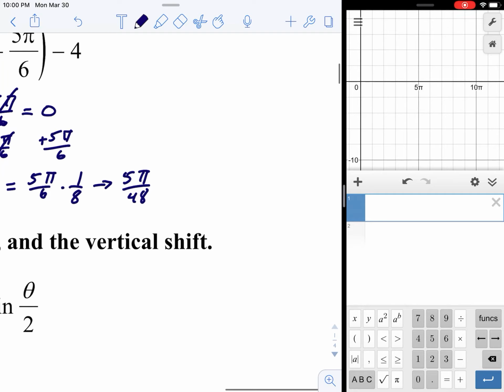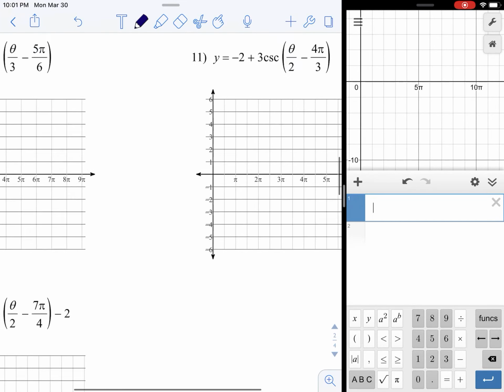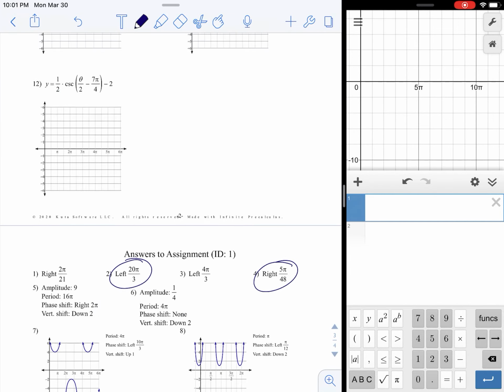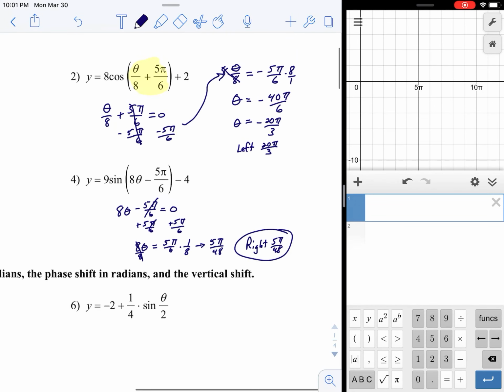That is a positive answer, so that means that this has a phase shift to the right. Positive meaning to the right. 5 pi over 48 units. Let's check number 4 and make sure. Yep, right there. So that's it. To actually calculate the phase shift, set what's in parentheses equal to 0 and solve it. A negative is a left shift, a positive is a right shift.